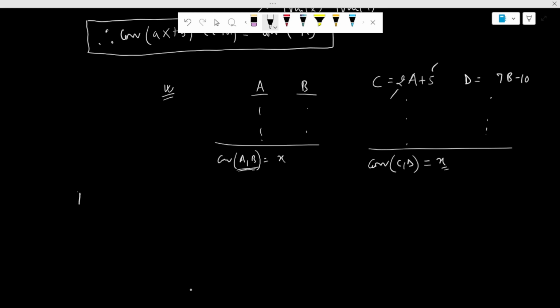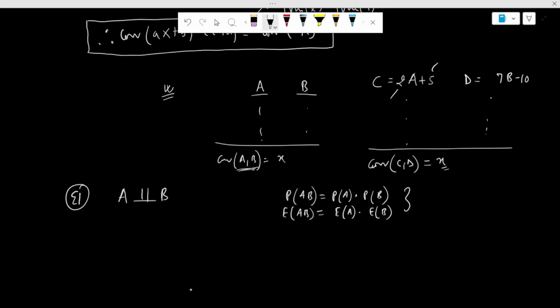Now let us see another property that is related to independence, and let us say that variables a and b are independent. And we know that for independent events, the probability of a and b, so the probability of the intersection, is equal to the product of their individual probabilities. We have seen this, and the expectation counterpart of this relationship is that the expectation of the variable ab should be equal to the product of their individual expectations. And we have also seen that if this is true, then the covariance between independent variables should be equal to 0. We have already proved this.